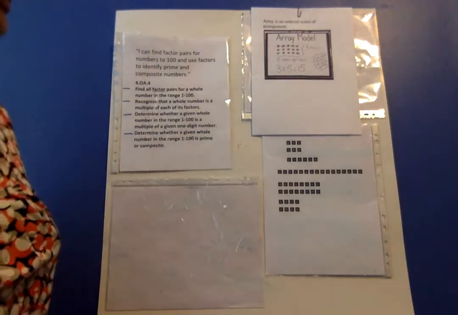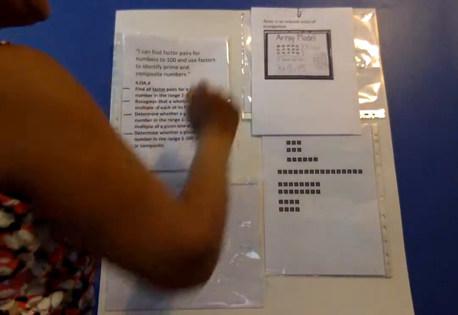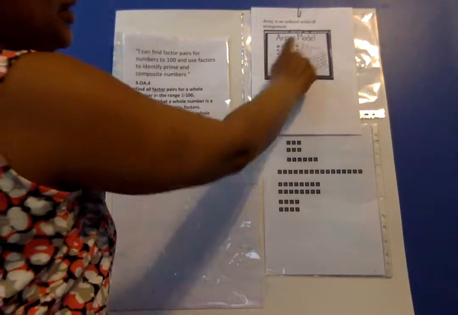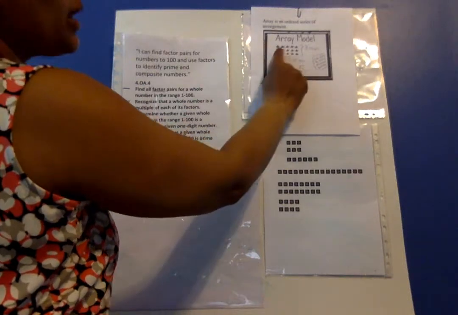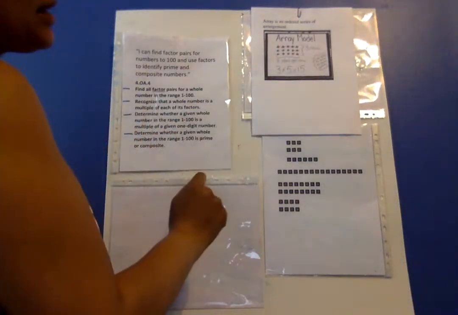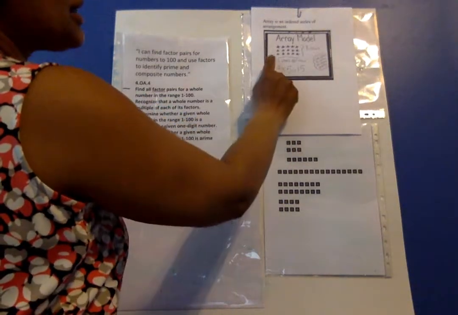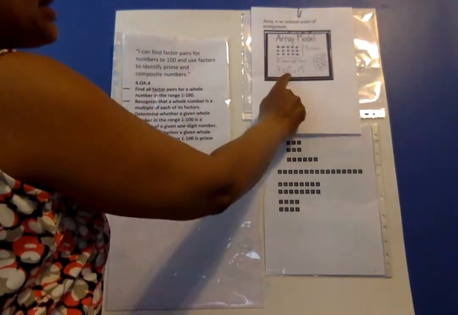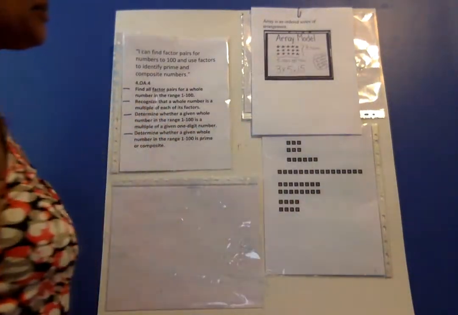An array. An array is an ordered series of arrangement. Here is a perfect array. You have 3 rows, 1, 2, 3, and 5 stars per row. So it's 3 times 5. 3 times 5 equals 15. These are the arrays.